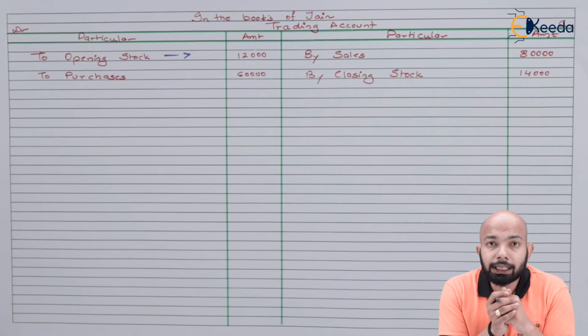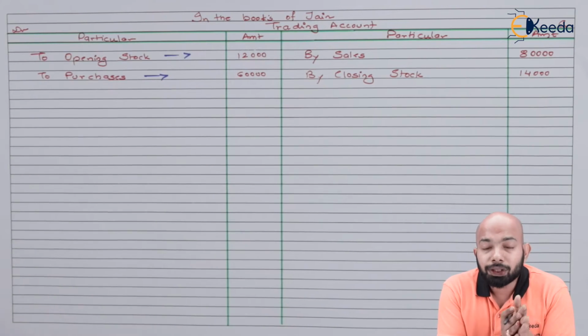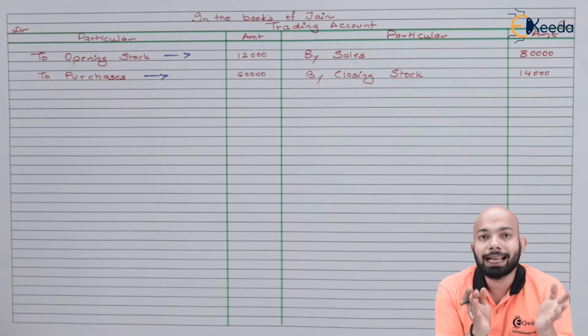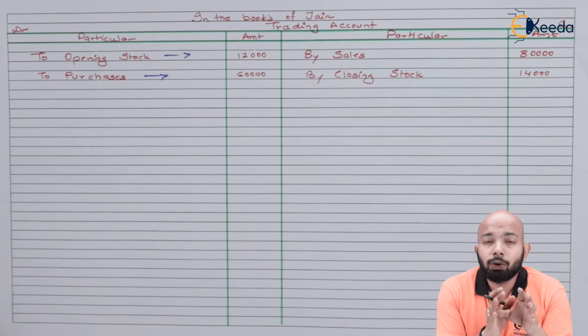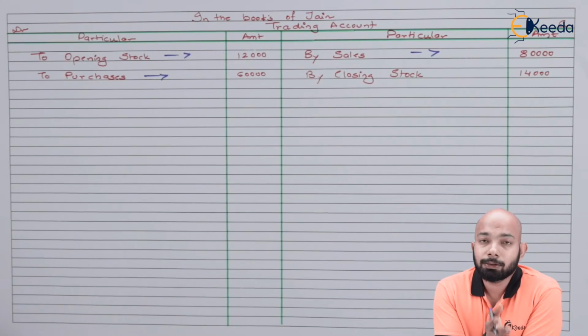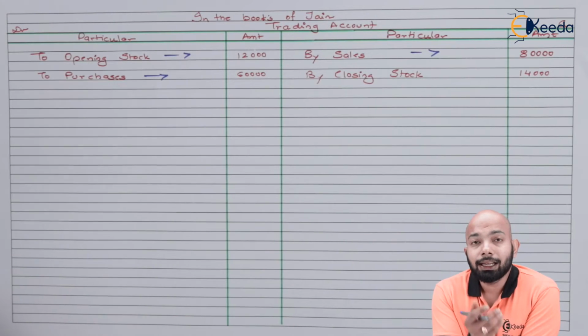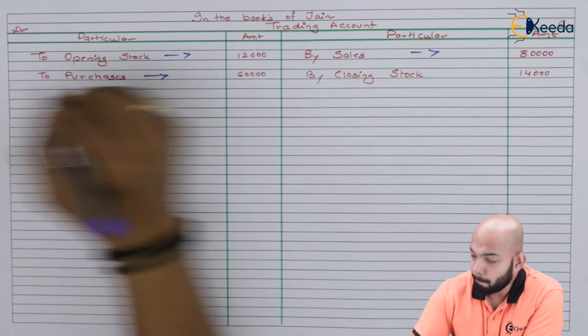The next item that we have taken into consideration while preparing the trading account is the purchases. Net purchase amount has been mentioned here, that is 60,000, as there are no purchase returns or sales returns mentioned in the question. Hence, whatever amount related to purchases or sales has been mentioned is the net amount. Sales has been mentioned as 80,000 here. And the last part that we have mentioned here is the closing stock, which is valued at 14,000 as described to us in the adjustments here.